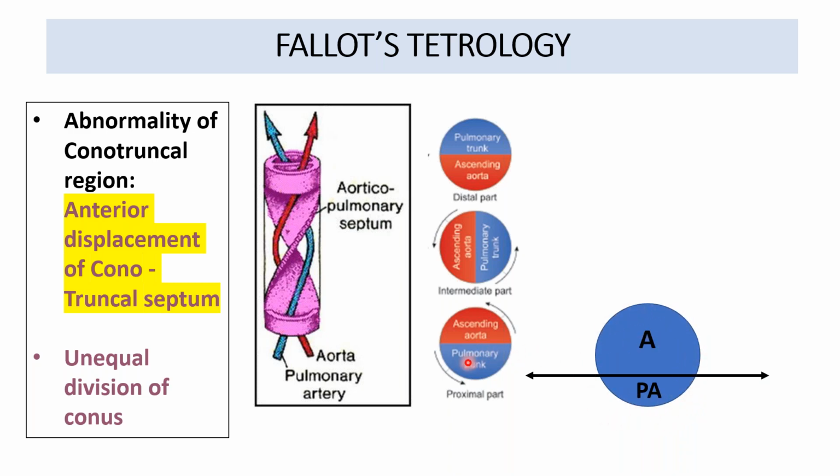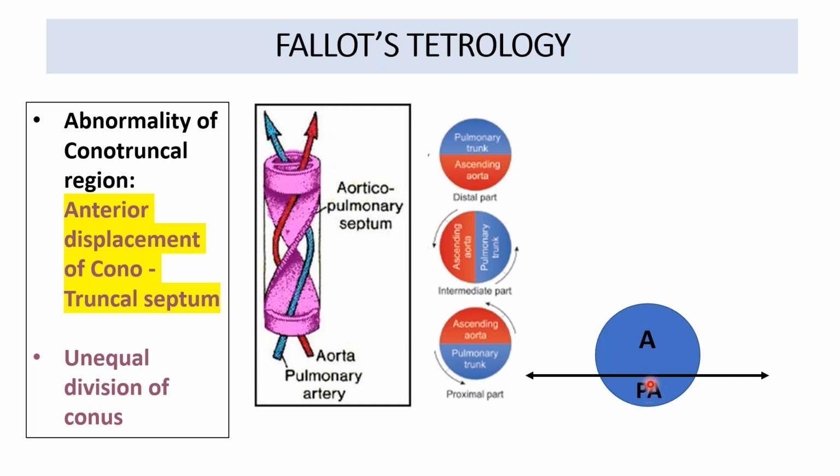Now compare these two pictures. This is the level of the spiral septum, which is dividing the truncus arteriosus into equal halves: the frontal, anterior part, which is the pulmonary trunk, and the dorsal part, which is the ascending aorta. So what happens if this conotruncal septum is displaced anteriorly? This arrow denotes the displacement of the conotruncal septum in an anterior direction. So this septum, instead of being in the middle, has displaced anteriorly.